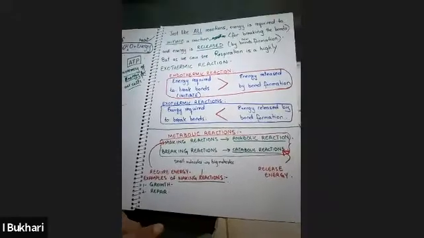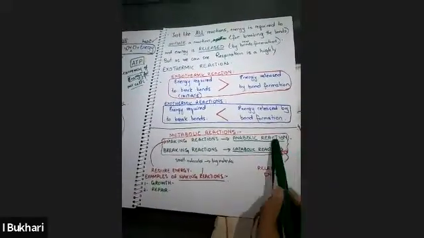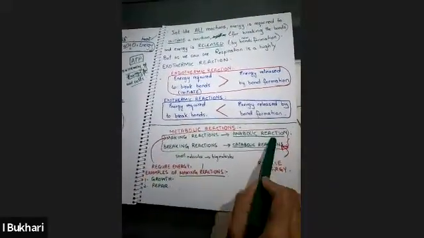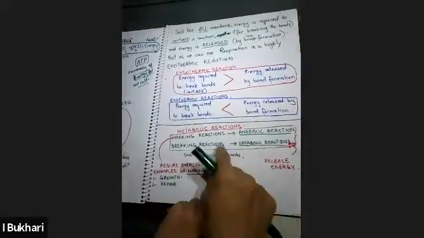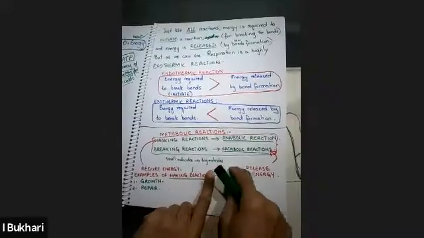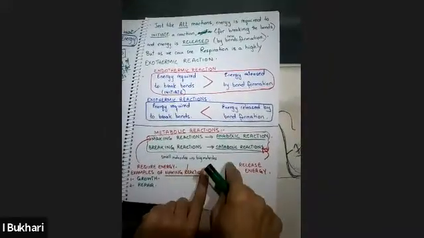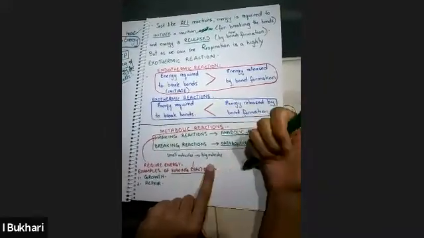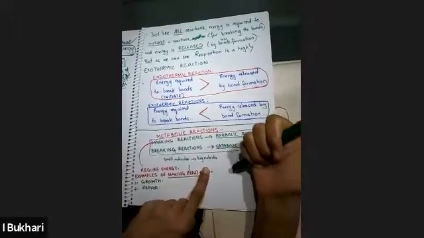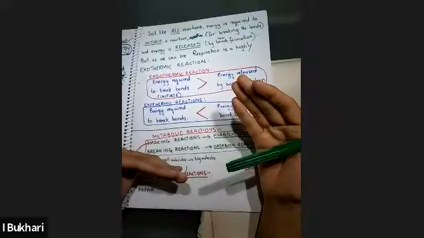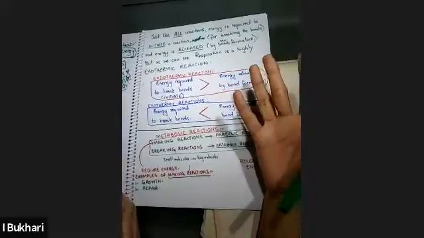Now, also appreciate that most of the anabolic reactions in which you are making big molecules out of small require energy. For example, growth. When we are growing, what's happening? Our cells are dividing and the size of the cell is increasing.